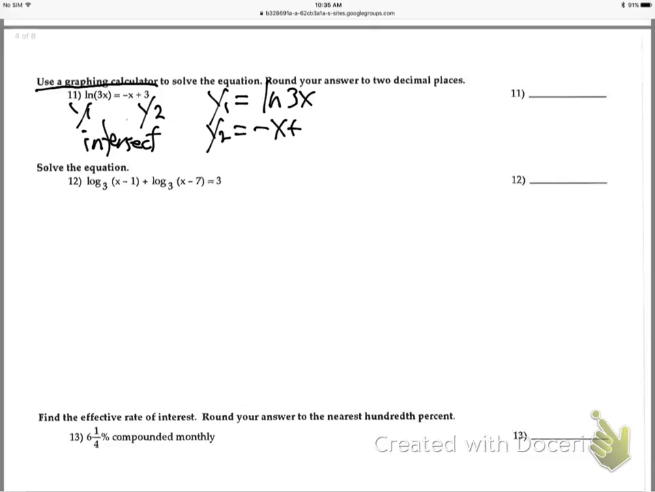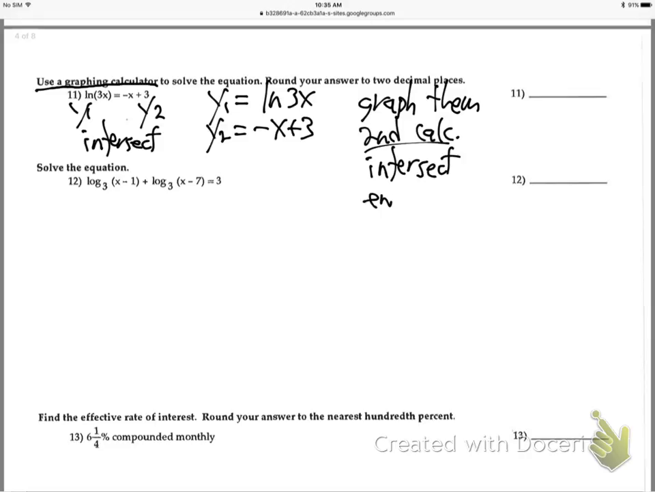y2 is minus x plus 3. So graph them, and then hit second, at least on the TI-84, the Casio's a little different. So hit second calc, and choose the intersect routine, and just hit enter 3 times, basically. Enter, enter, enter, and you should get an answer.